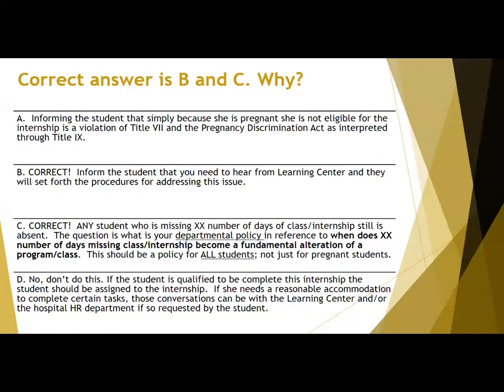This should be a policy that is for all students and not just pregnant students. So any student could have a modified attendance policy as an accommodation, and then you would simply honor that.